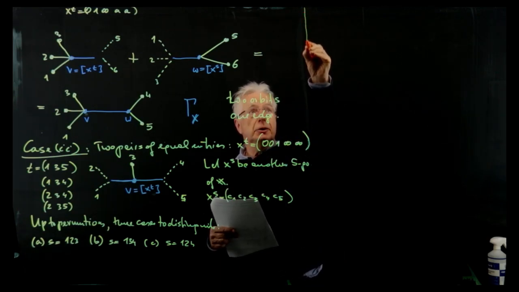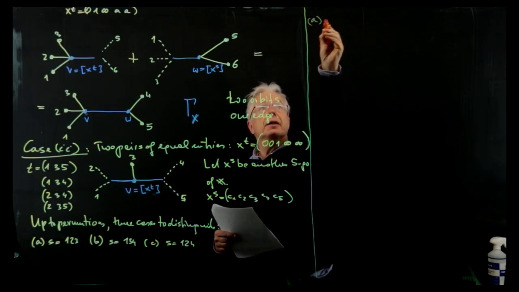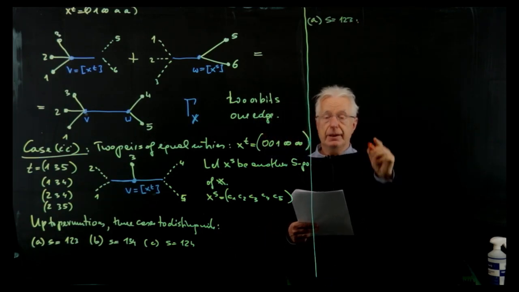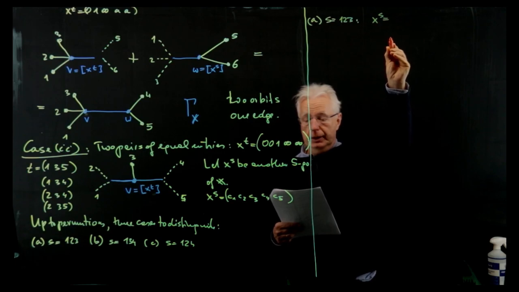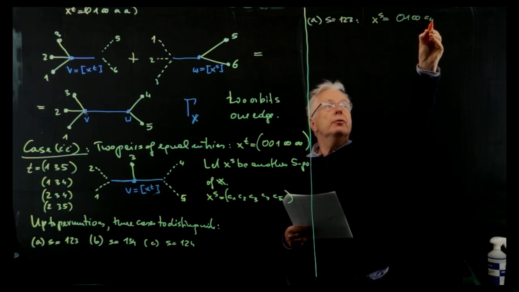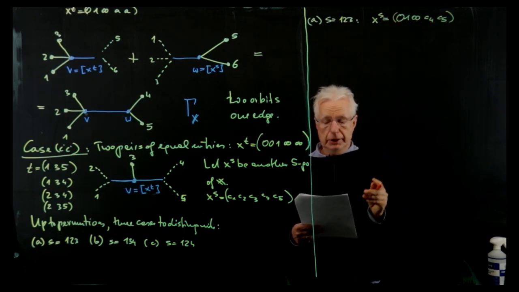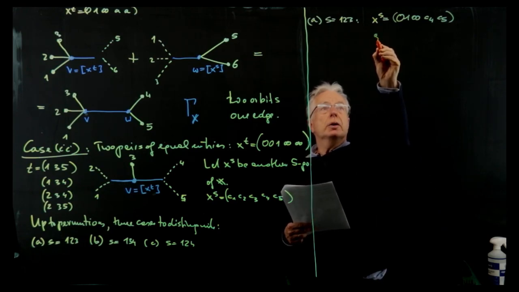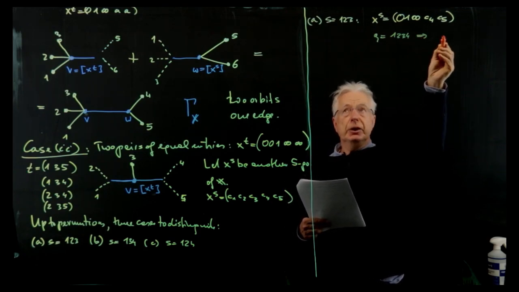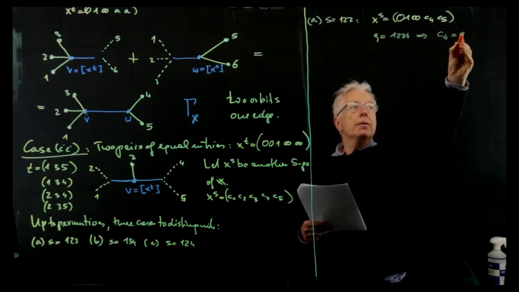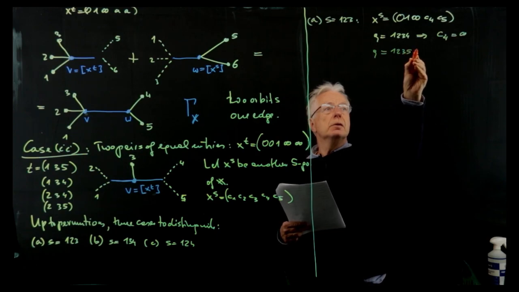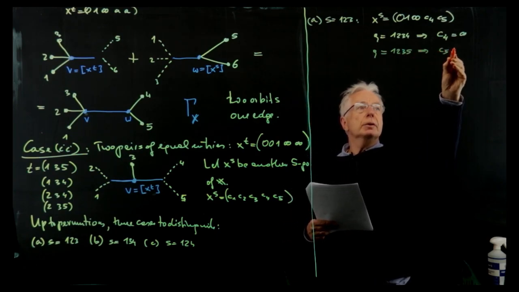So I will do it briefly. A, s was 1, 2, 3. So XS will be 0, 1, infinity, c4, c5. And I just indicate what you have to take. You take the quadruple q equals 1, 2, 3, 4. And you get for free from the equality of cross ratios, you get c4 equals infinity. And if you take q equals 1, 2, 3, 5, you get the same by symmetry.